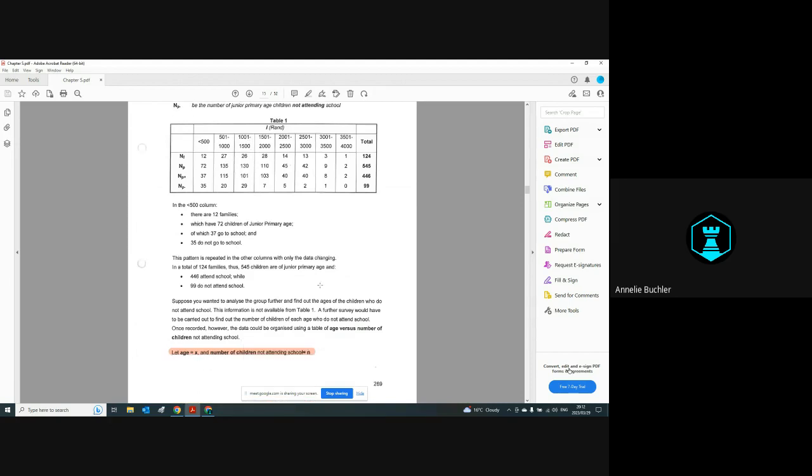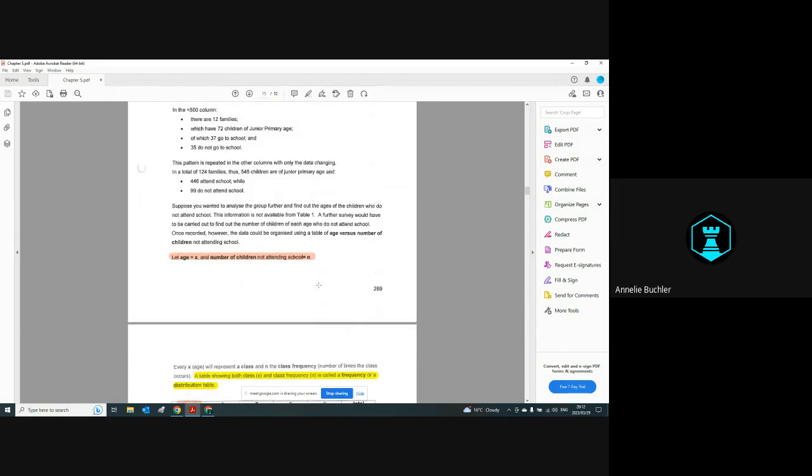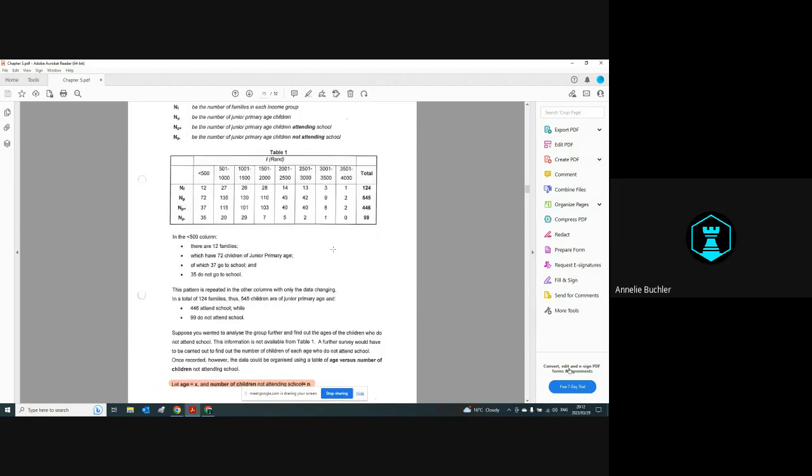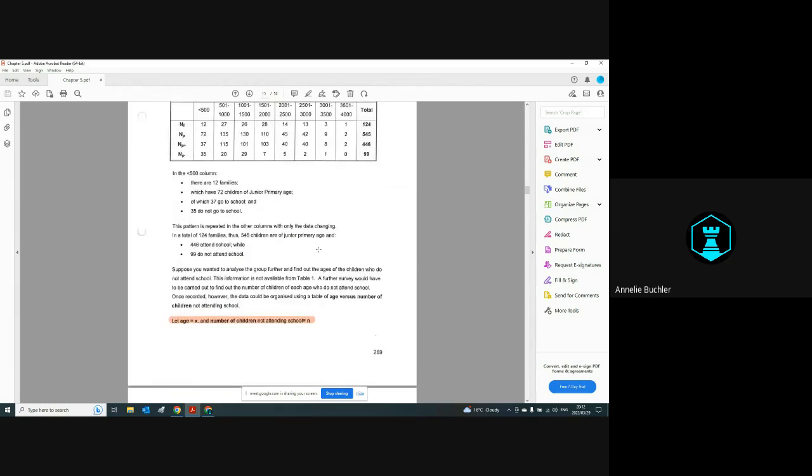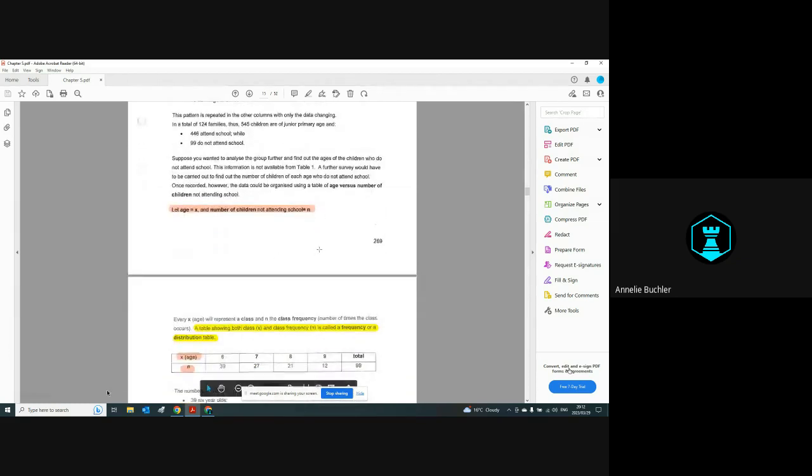Now, let's say you want to analyze the group further and find out the ages of the children who do not attend school. So X is the age, and N is the number of children not attending school. So we're going to go down further. X is your age, because we do have the ages 6, 7, 8, and 9.